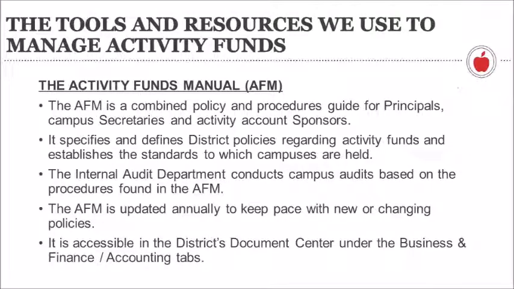The Activity Funds Manual, or the AFM. The AFM is a combined policy and procedures guide for principals, campus secretaries, and activity account sponsors. It specifies and defines district policies regarding activity funds and establishes the standards to which campuses are held. The Internal Audit Department conducts campus audits based on the procedures found in the AFM. The AFM is updated annually to keep pace with new or changing policies. It is accessible in the district's Document Center under the Business and Finance tab.